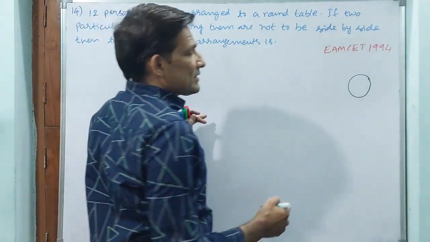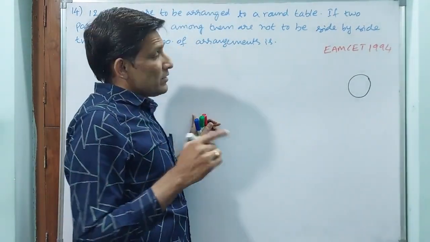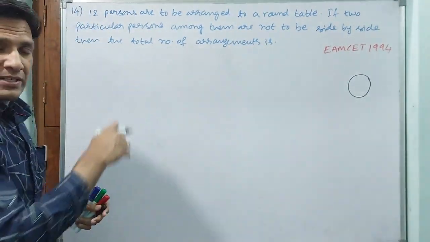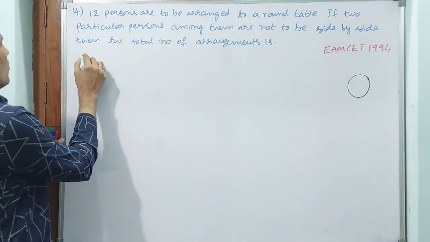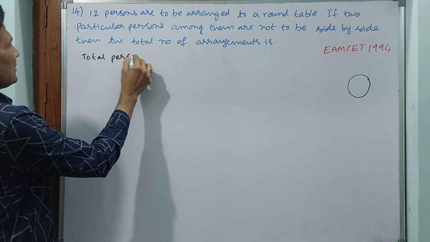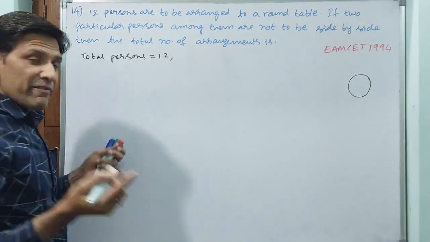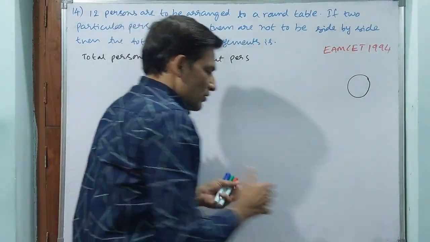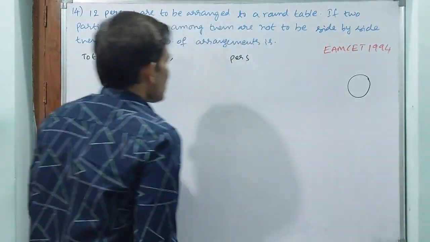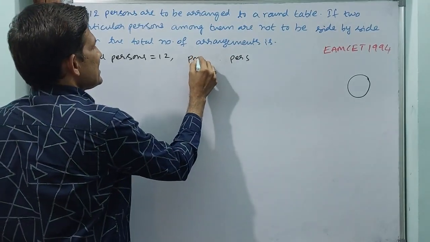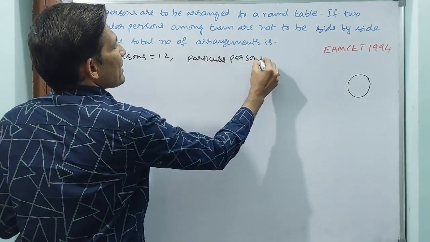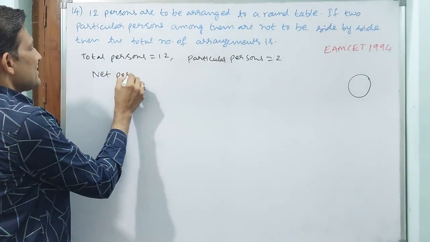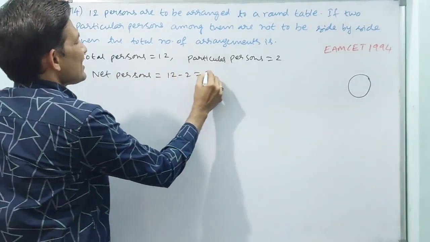Total 12 persons are there, but don't take 12 directly. Why? Because two persons should not sit side by side. See what I am writing. Total persons is equal to 12, all are different. Particular persons is equal to 2. These two are separated. Net persons is equal to 12 minus 2, that is equal to 10.